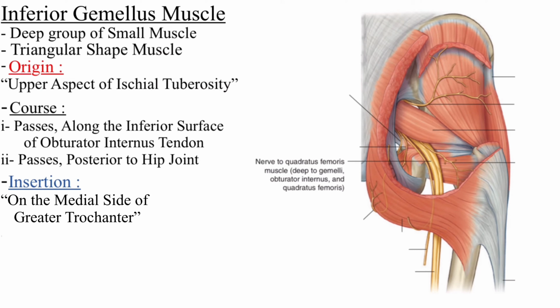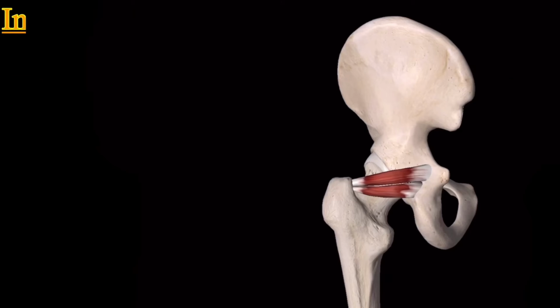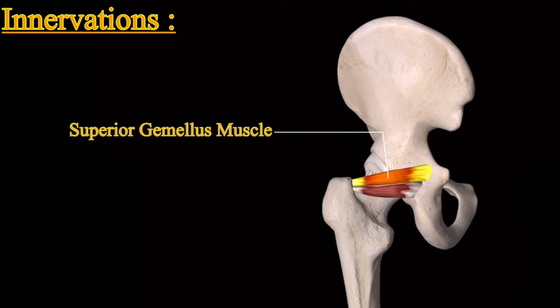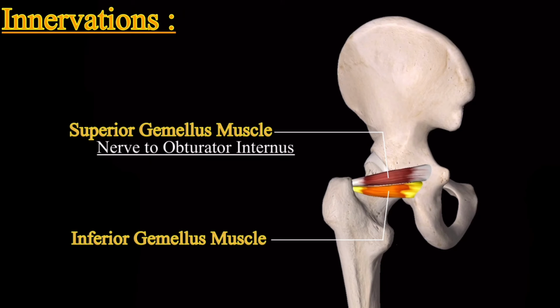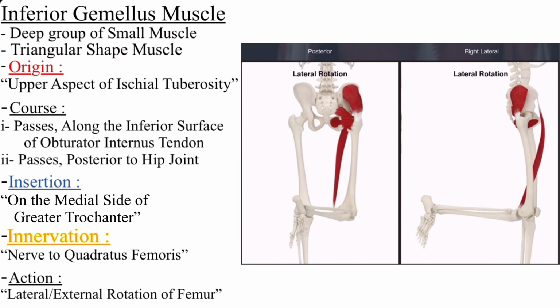Inferior gemellus muscle is innervated by nerve to the quadratus femoris, unlike the superior gemellus muscle, which is innervated by nerve to obturator internus. So both the superior and inferior gemellus muscles have different nerve innervation. The superior gemellus muscle is innervated by nerve to obturator internus, while inferior gemellus muscle is innervated by nerve to quadratus femoris. The main action of this muscle is to laterally rotate the femur at the hip joint.